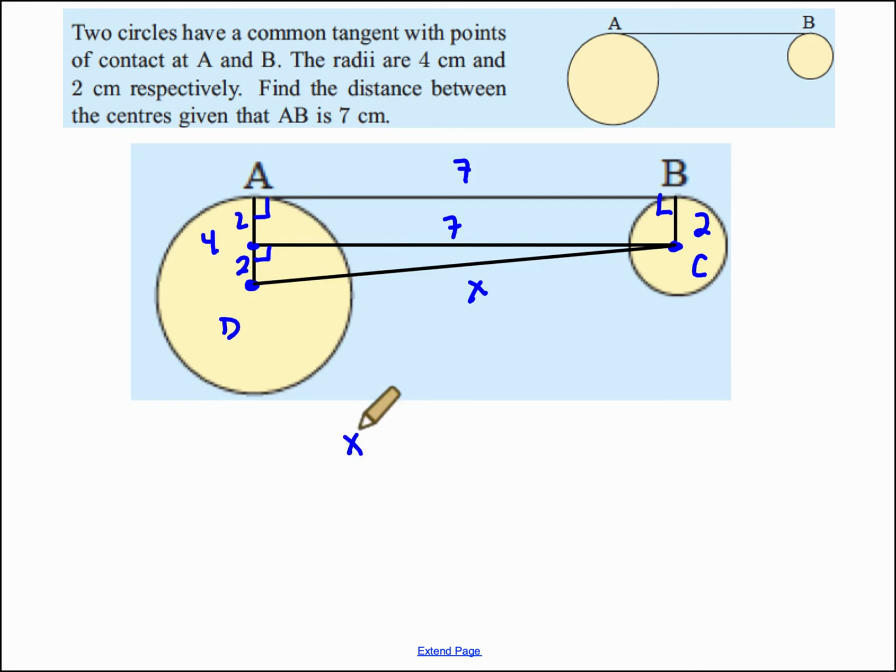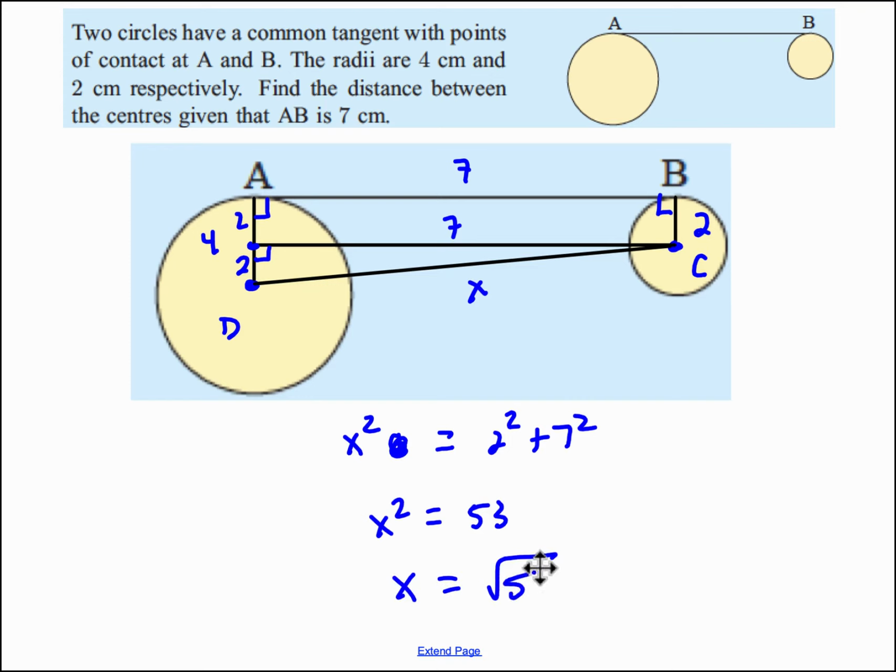So here we go, kids. X squared, not plus, is equal to 2 squared plus 7 squared. So x squared is going to be equal to 53, which means the distance between the centers is the square root of 53 centimeters. Using our calculator, that is approximately equal to 7.28 centimeters.